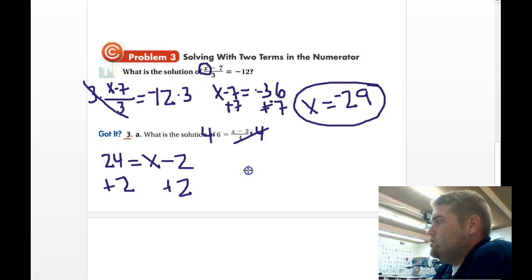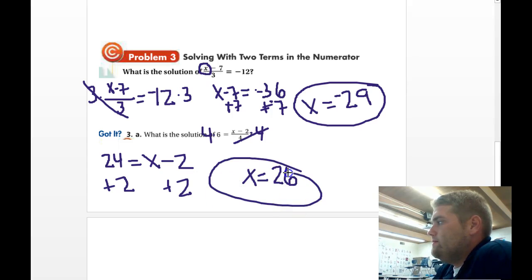So now we have x equals 26. Okay, and so guys, once again, that was super fast.